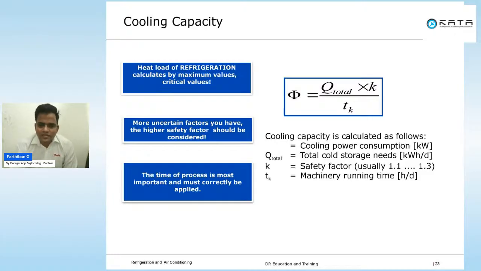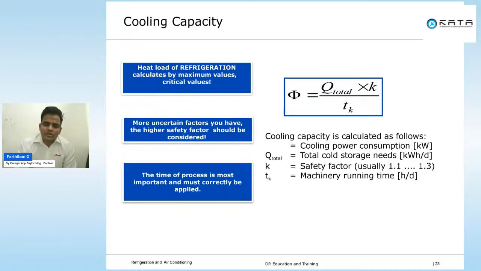Then K is the safety factor, which we discussed. After doing this also, we consider some safety factor. The safety factor can vary from 1.1 to 1.3. We can consider anything between this. Then finally, TK is the machine running hour or pull down time. We discussed in the previous slide what pull down time we need to consider.